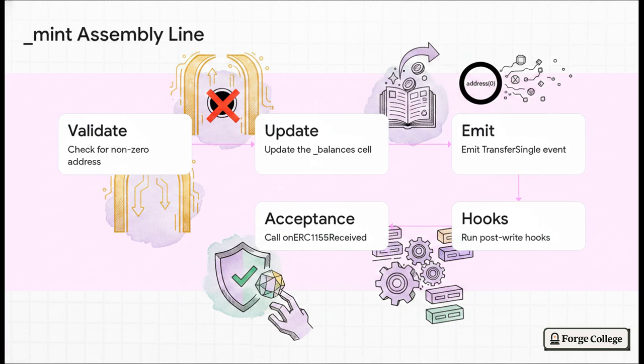Now, why address 0? Well, to external indexers and block explorers, seeing a transfer originate from the 0 address is like the universal shipping manifest. It mathematically proves a brand new item was created out of thin air, rather than just moved from someone else. Fourth, we trigger post-write hooks for any extra custom logic you might want. And finally, the acceptance check, calling onERC1155Received to make sure the receiving smart contract actually knows how to safely hold these specific tokens.